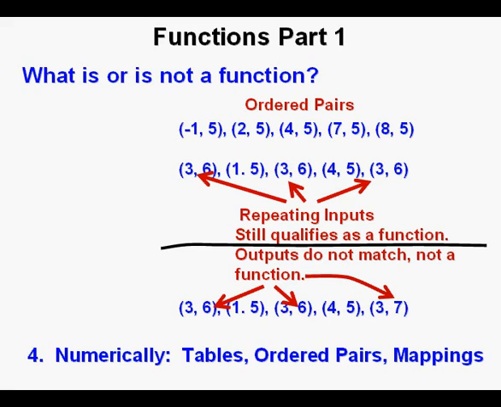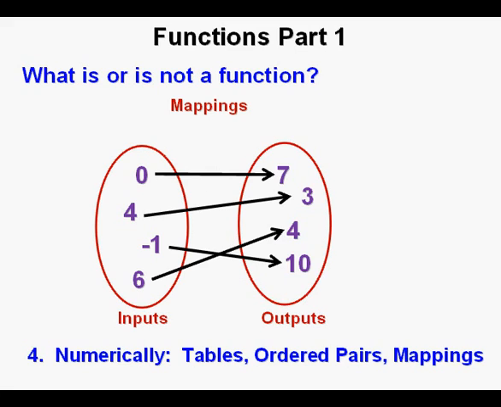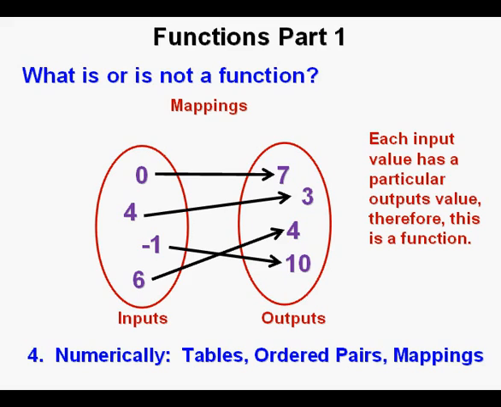Now we'll look at yet another way of looking at relations. These methods are called mappings and often have ovals like this, or sometimes they're in more irregular shapes and called potato diagrams. Whatever the shape, the concept is the same. This relation is a function because each input value has its own particular output value.